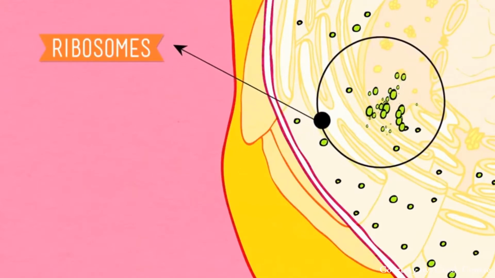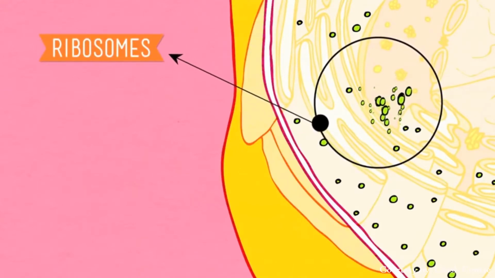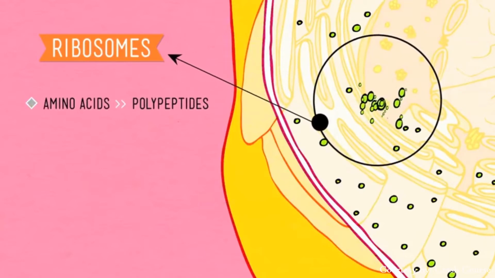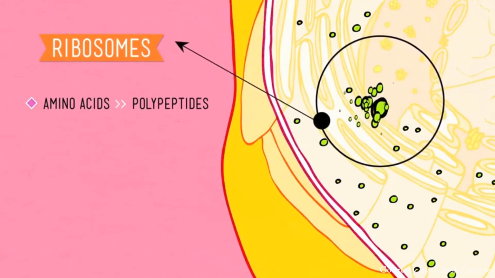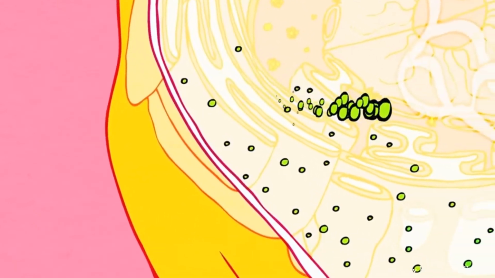Ribosomes. They are the protein builders or the protein synthesizers of the cell. Ribosomes are like construction workers who connect one amino acid at a time and build long chains.